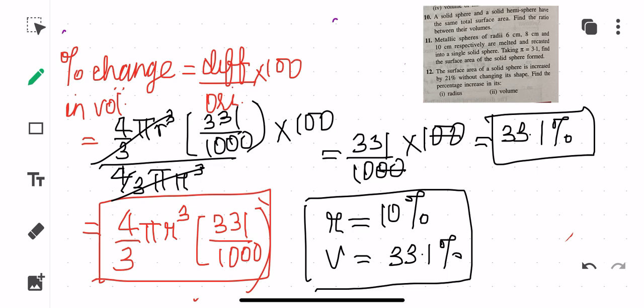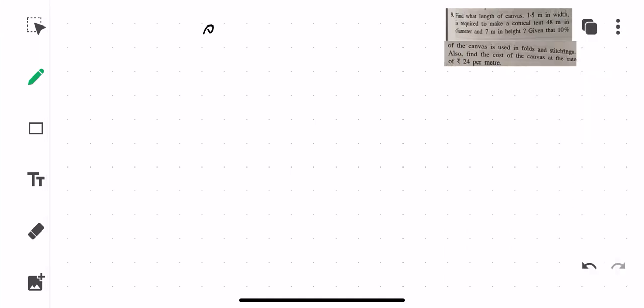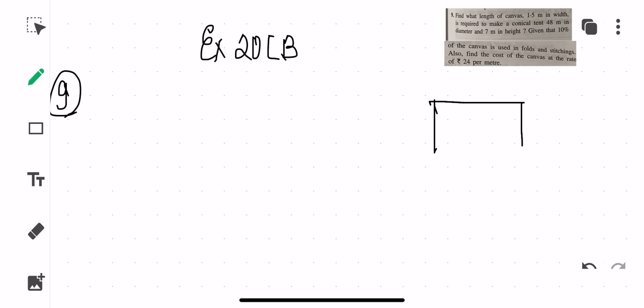Now before ending the session, I want to tell you something, children. There was this question in exercise 20b which I want to discuss. This was question number 9. I had done this, but then I think there is a small mistake over there. So if you see here, find what length of canvas, this much is width. If you remember, this was the question.